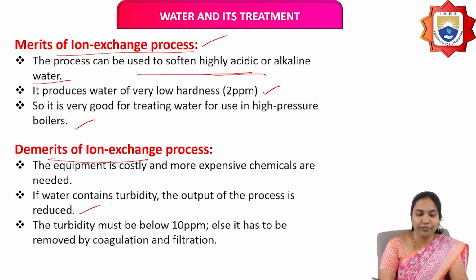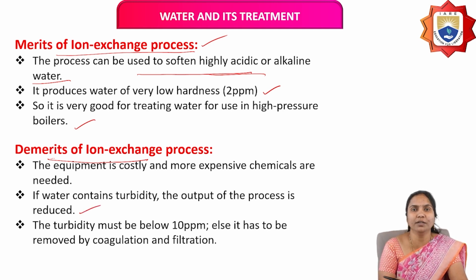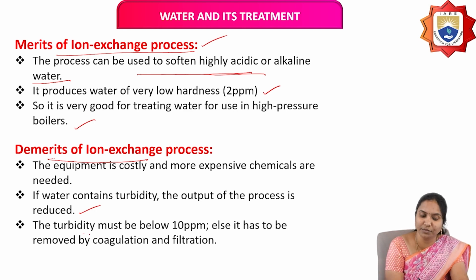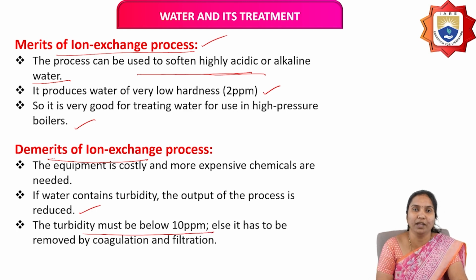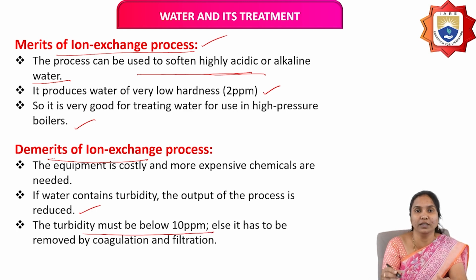And the next one is, if water contains turbidity. Turbidity means impurities, contaminants or sediments present in water. If any turbidity or impurity is present, the output of the process is reduced. That means the turbidity must be below 10 ppm for water to be treated in this ion exchange method. If the turbidity is more, sedimentation and coagulation are required to settle the sediments present in the water. After that only can we purify it in this ion exchange process.